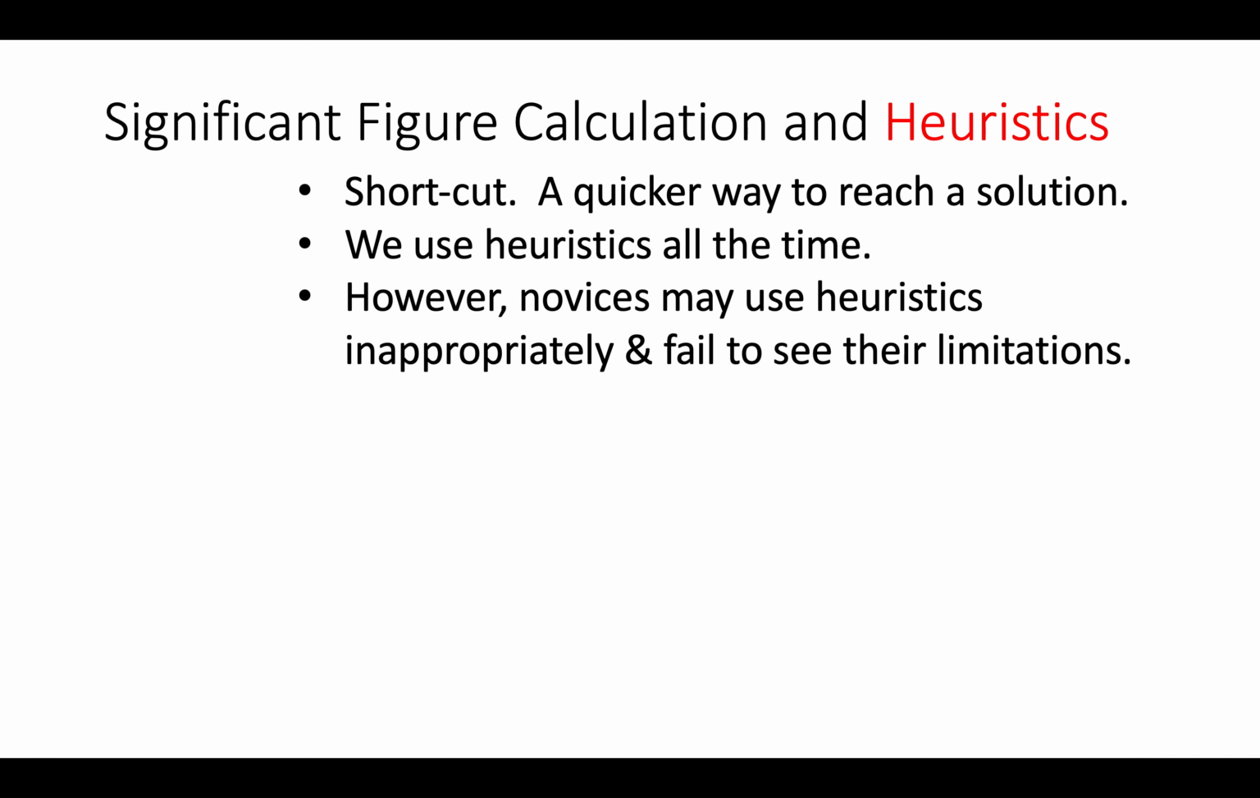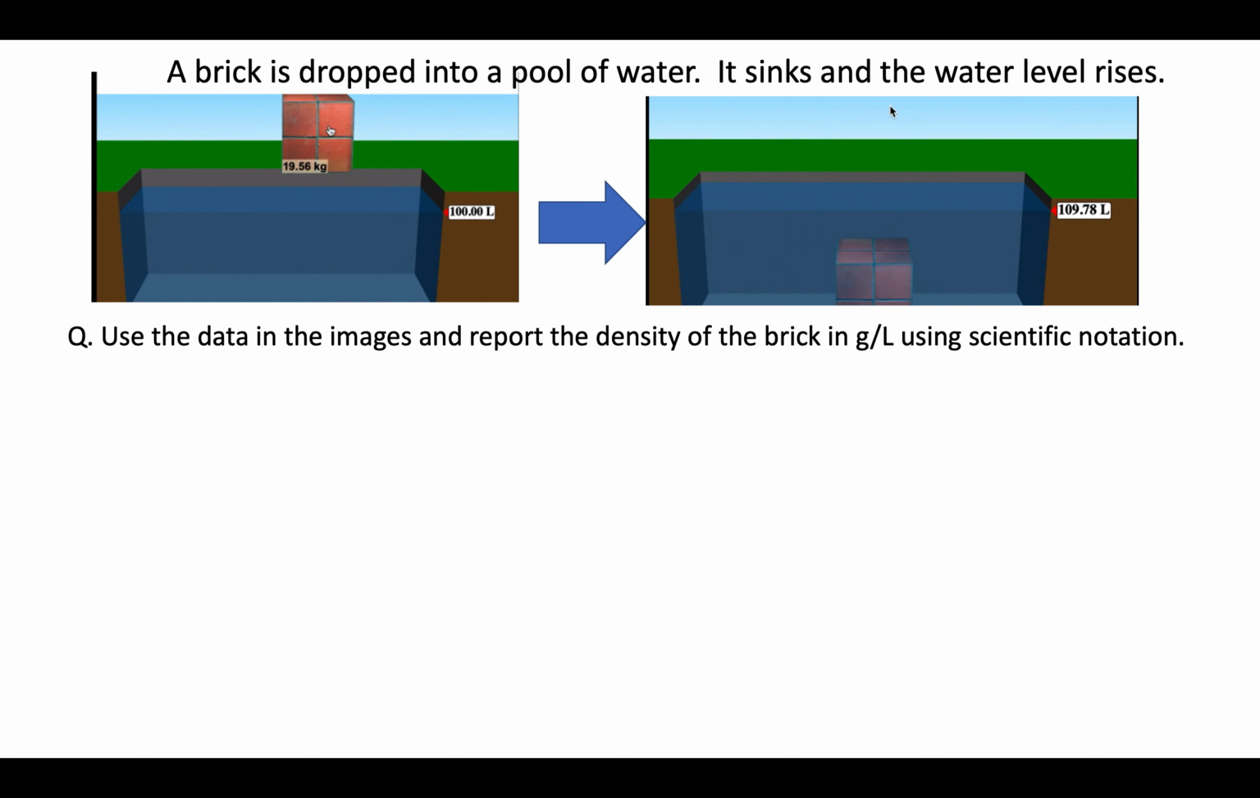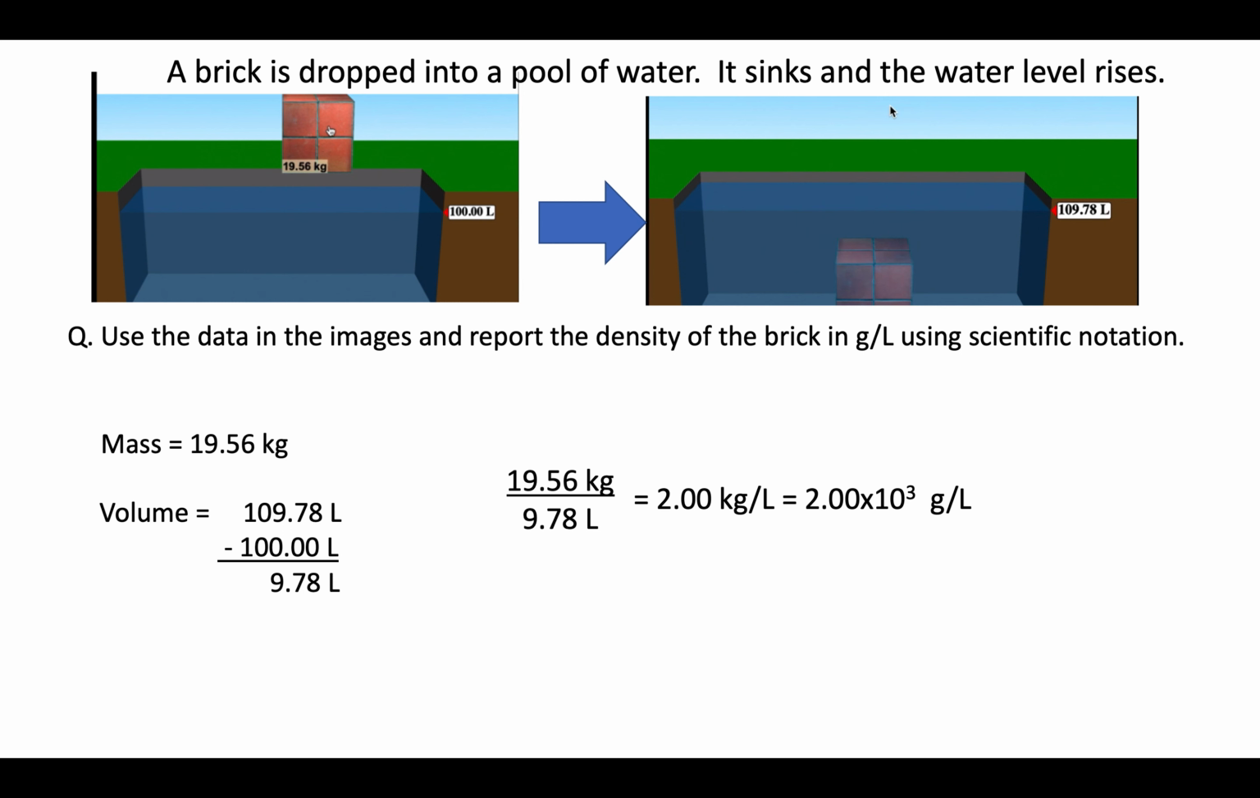When I'm thinking about this within significant figure calculations, students often apply an incorrect shortcut. So consider this scenario. We take a brick, we drop it in water, it displaces the water, and we can use that to determine the volume and calculate the subsequent density. So we have a mass value given. When I'm setting up for the volume, I find that it leads me to 9.78, with two significant figures after the decimal point. And by using that, I can calculate the density.